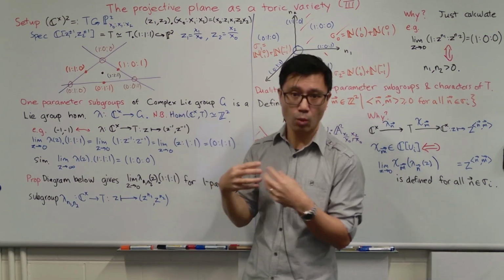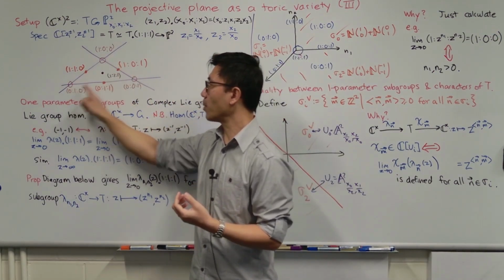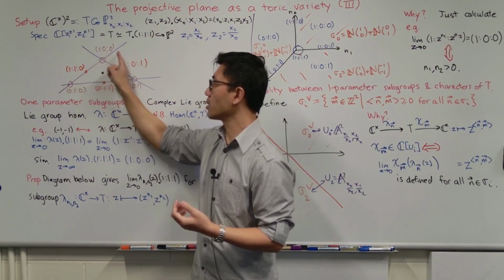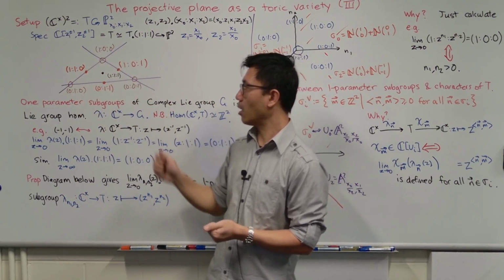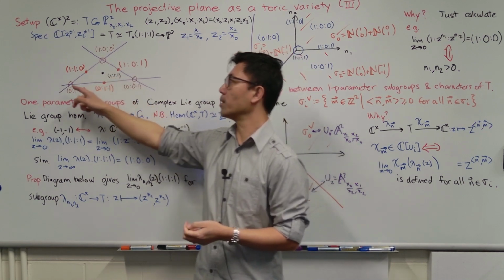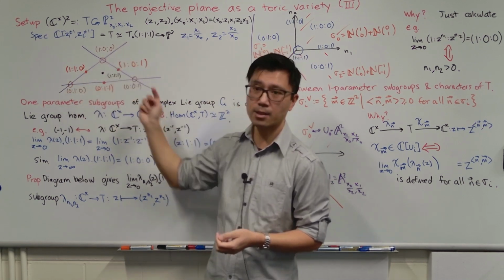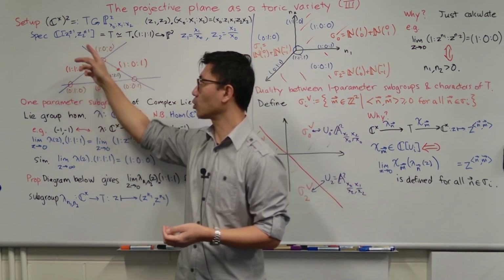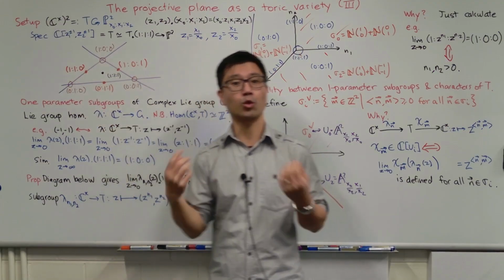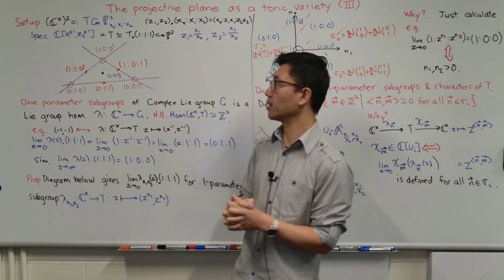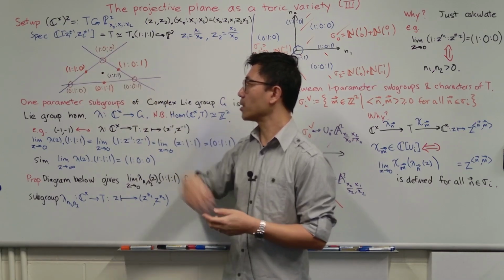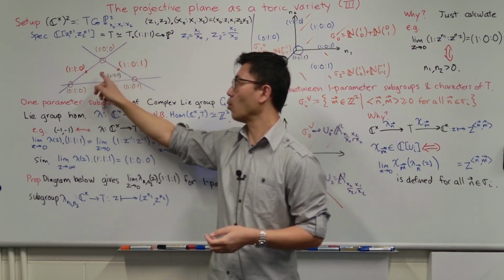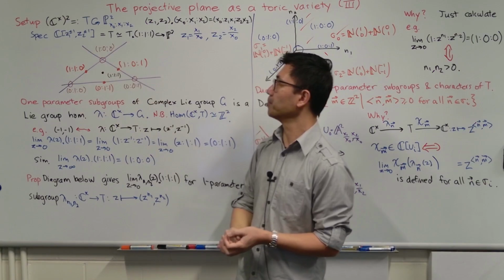We also have three zero-dimensional orbits corresponding to the coordinate points 1, 0, 0, 0, 1, 0, and 0, 0, 1. And then we also have three one-dimensional orbits corresponding to the three coordinate lines, and they're gotten by looking at each of the coordinate lines and removing the two coordinate points that it contains. So all up, three one-dimensional orbits, three zero-dimensional orbits, and one two-dimensional orbit.